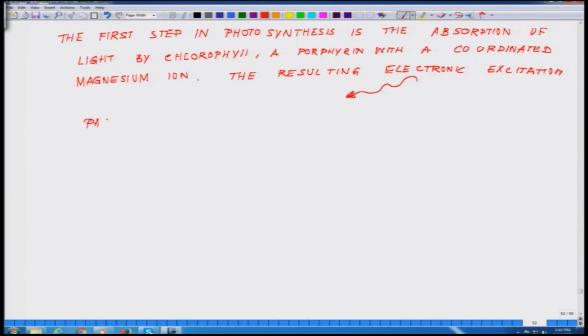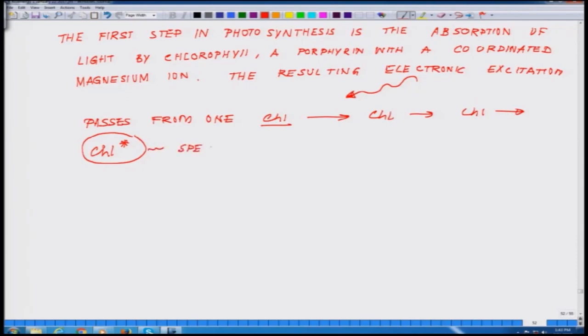passes from one chlorophyll, CHL, I'm just putting one chlorophyll molecule, to another chlorophyll molecule, and so on and so forth, and eventually it reaches a chlorophyll which we call the reaction center, okay? Until it reaches something, and this chlorophyll is a very special chlorophyll, special CHL, which is also called the reaction center.